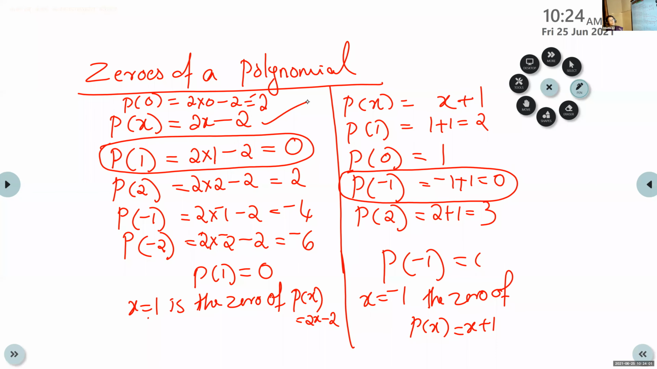Can you repeat that? Consider the polynomial p of x equal to 2x minus 2. And write up to p of minus 2. Did you write? Yes, ma'am. This is okay.